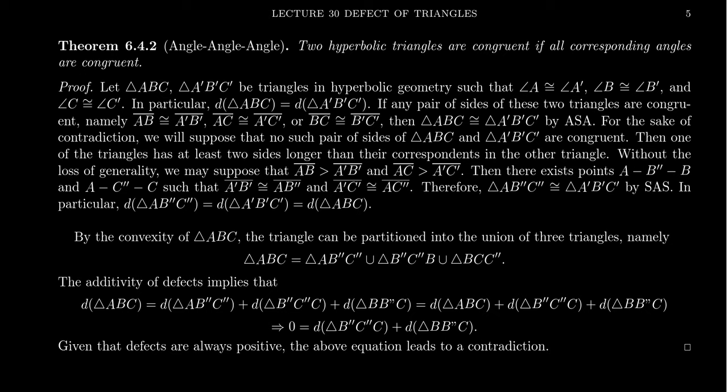And so this is kind of like the side-side-side condition, side-angle-side. Angle-angle-angle might seem very bizarre to us at first, because in Euclidean geometry this is not the case. We can construct incongruent triangles which have the same three angles. In Euclidean geometry, these are what we call similar triangles, which has to do with proportionality and things.